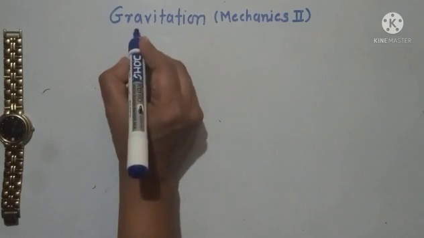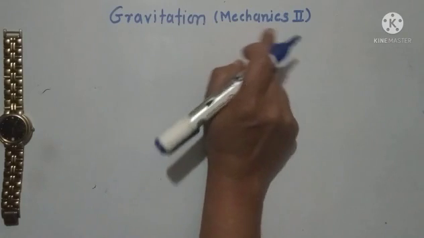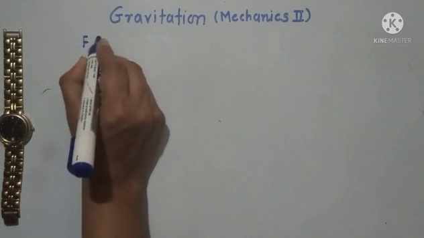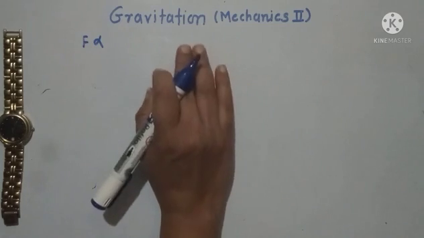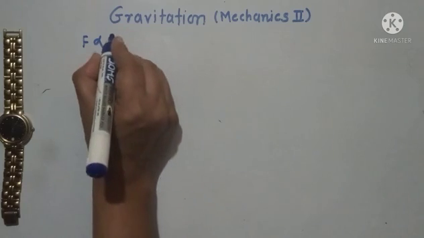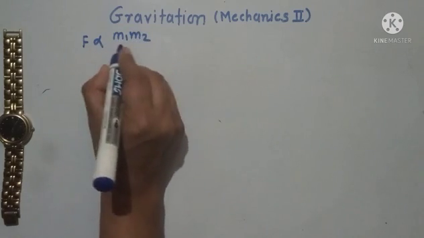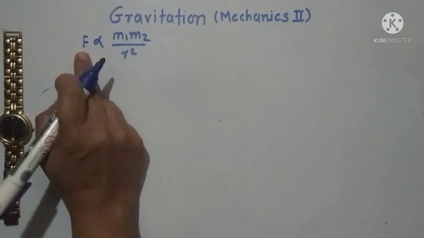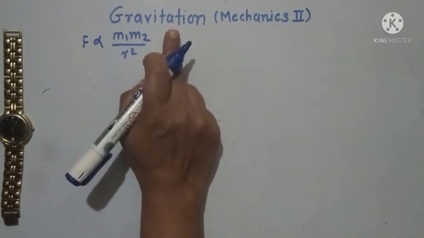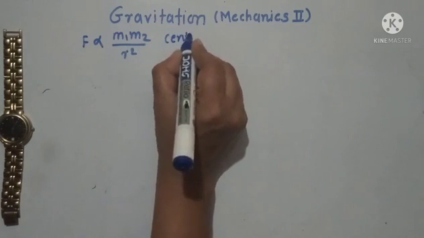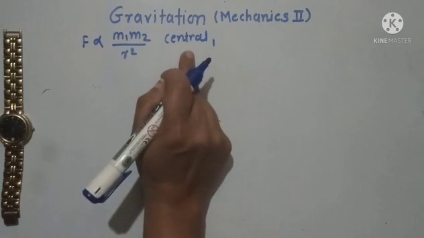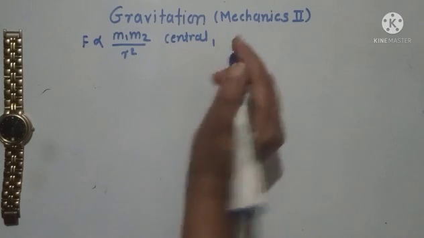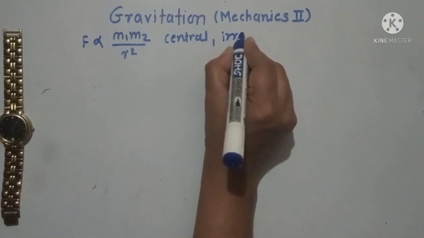So in the last lecture we started the unit on gravitation from Mechanics 2, and we saw that Newton for the first time gave the force between any two objects having masses m1 and m2. It is directly proportional to the product of their masses, and inversely proportional to the square of the distance between them. This type of force is called a gravitational force field, which is a central force field. Central force means it is only a function of the distance, and this central force is also irrotational.